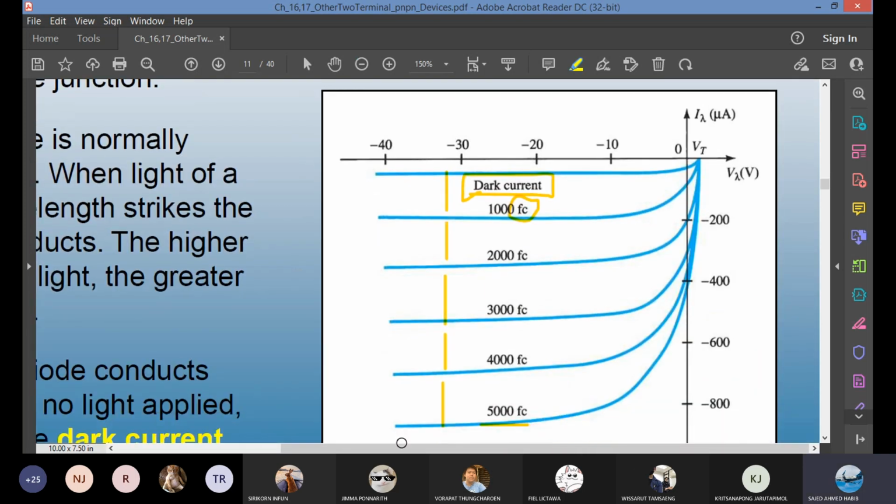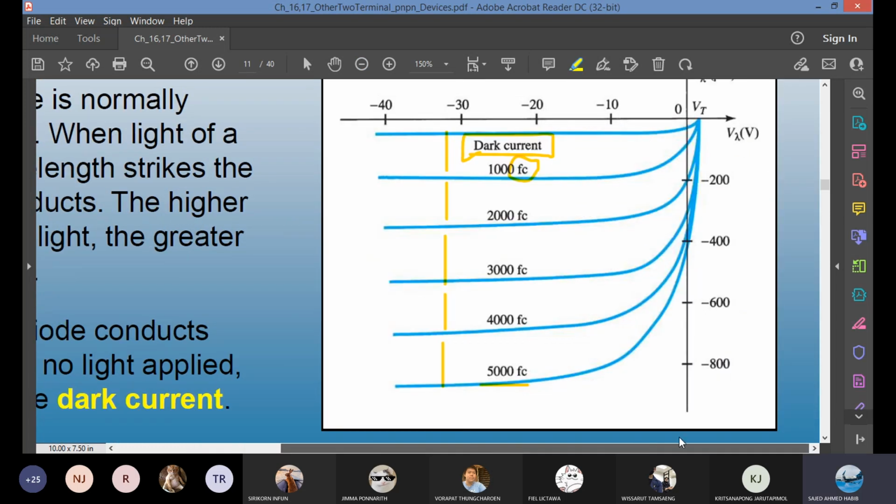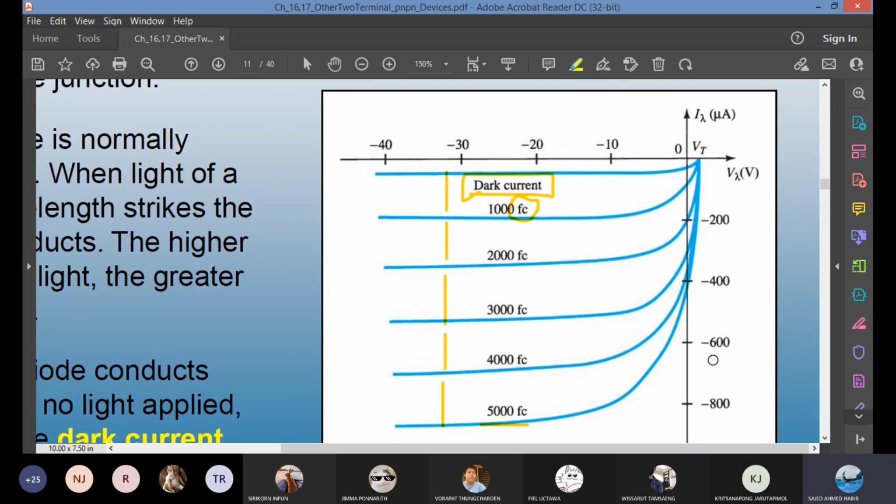What do you need to do to make the current conduction zero? Say you want zero current. What do you have to do? Look at the graph, figure it out.